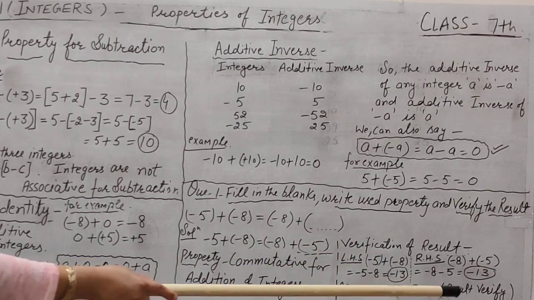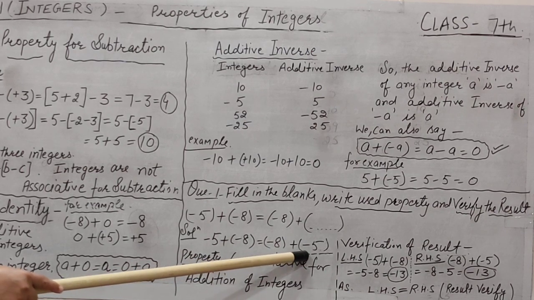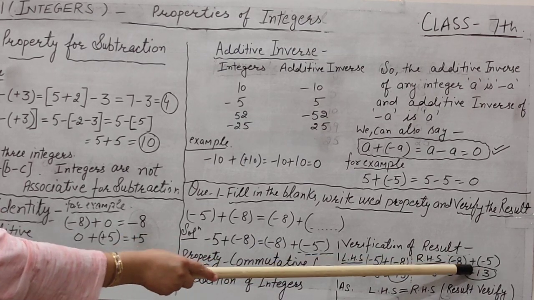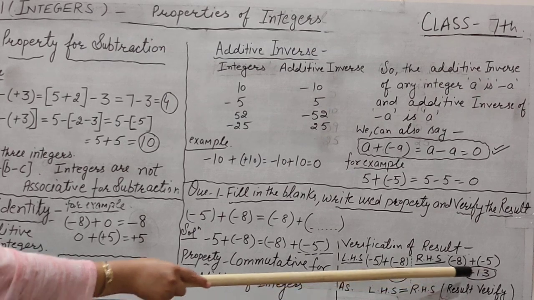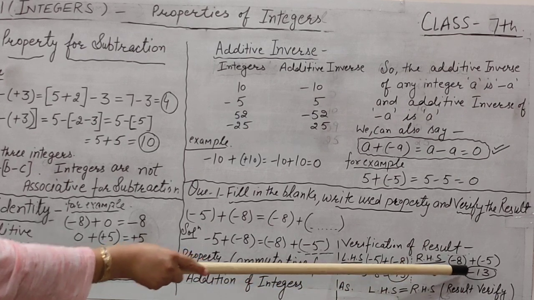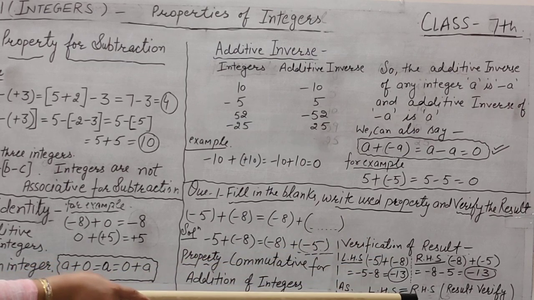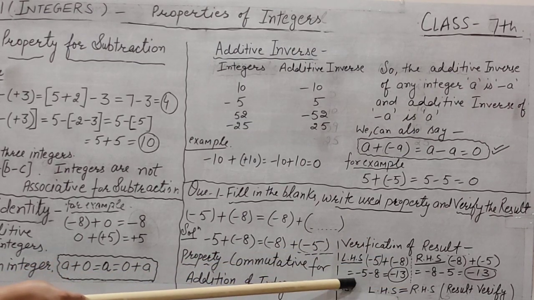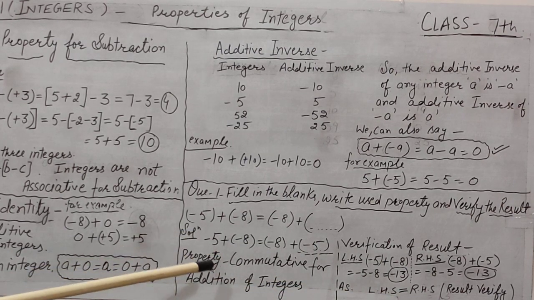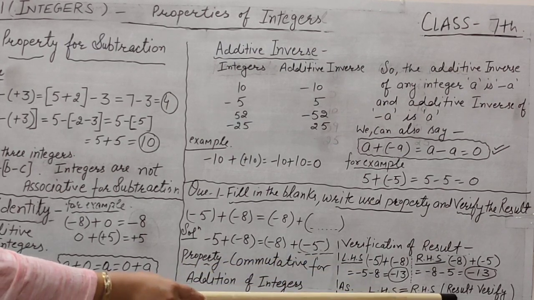Now see the right hand side. The right hand side is -8 and what we have placed in the blank, -5. When we add -8 plus -5, plus minus is minus. So what is the result here? -13. You can see both the results are similar. So our filling of the blanks, our property and verification are clear. We can understand that when the left hand side is equal to the right hand side, we have to use the commutative property and our filling of the blank is correct. So our result is verified.